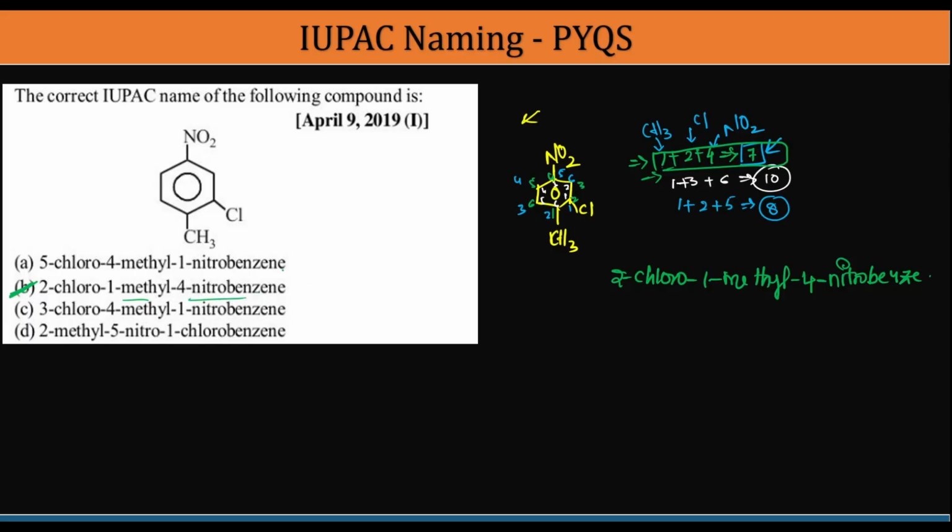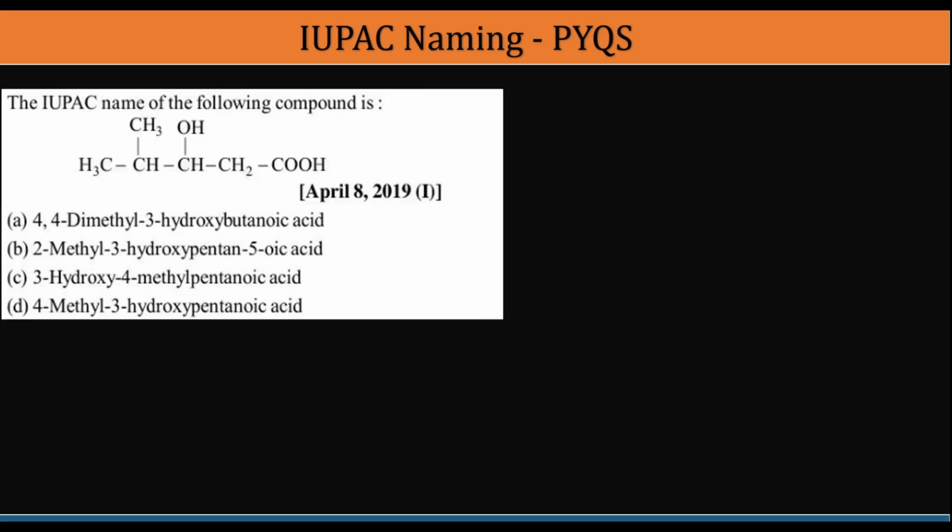And you can check the other options too, even though they're wrong. So I have told you every possibility of the numbering. Why we have preferred only this one I have also explained, because of the lowest locant rule we have preferred this numbering. I hope it's clear for you. Let's move to the next question.